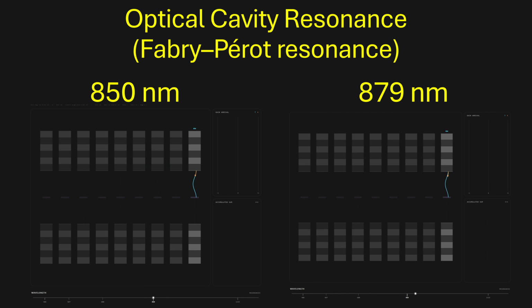To demonstrate, you can see that at the resonant frequency, the wave will always arrive back to the gain medium where it started its cycle, and therefore the stimulated photons will constructively interfere and accumulate coherently. When the wavelength is not resonant, such as 879 nanometers shown here, stimulated photons destructively interfere since they do not arrive at the gain medium at the same phase in every cycle.